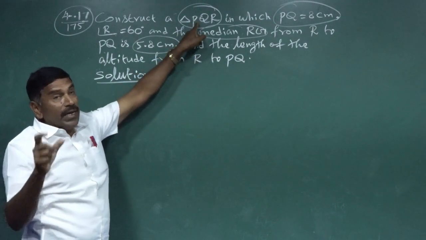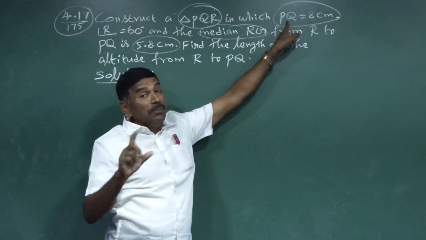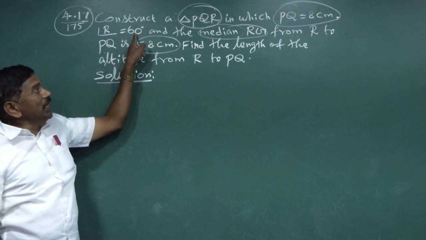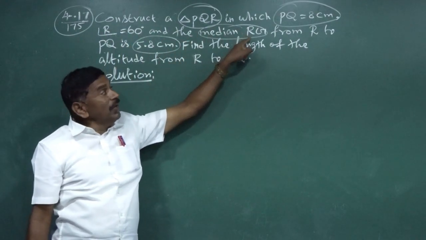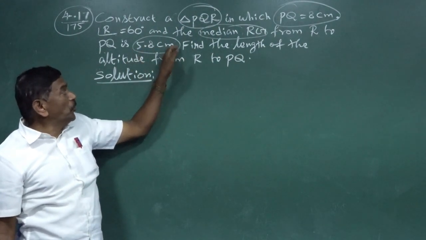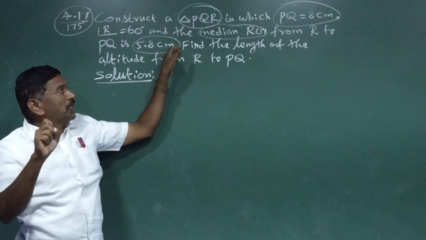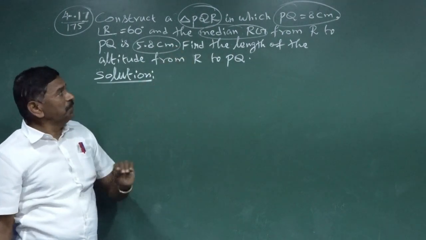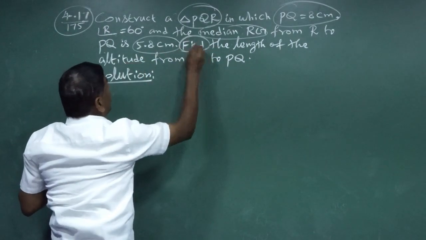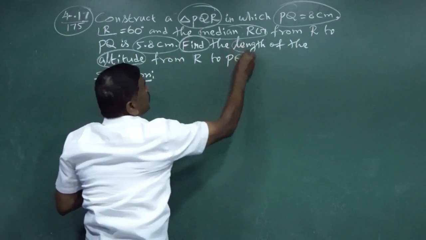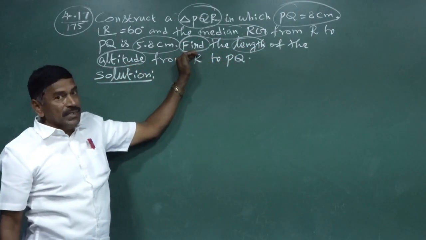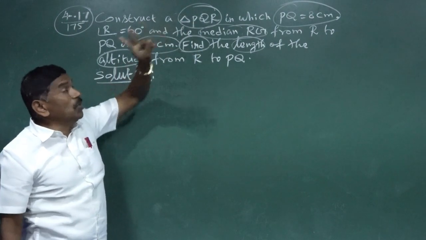We want to construct a triangle PQR in which the line segment PQ equal to 8 centimeter, measurement of angle R is equal to 60 degree, and the median RG from R to PQ is 5.8 centimeter. That is the first part. Now, second part. Find the length of the altitude from R to PQ. Okay, there are two parts.